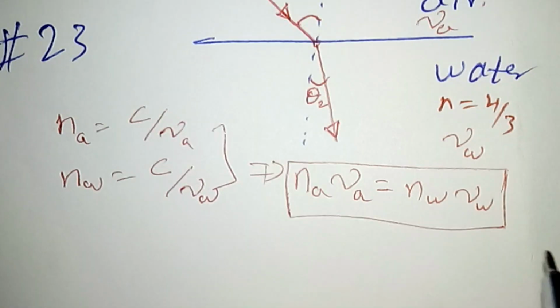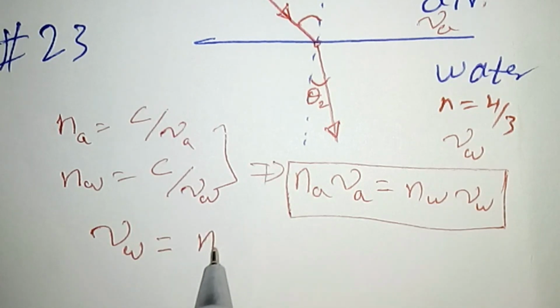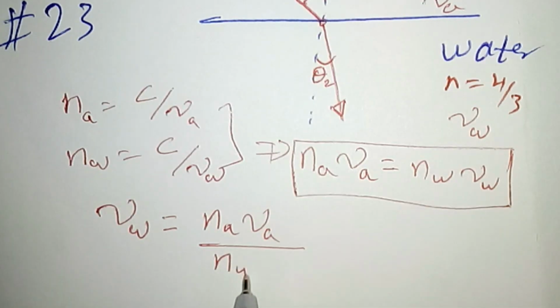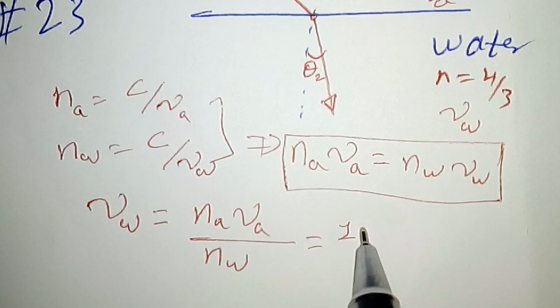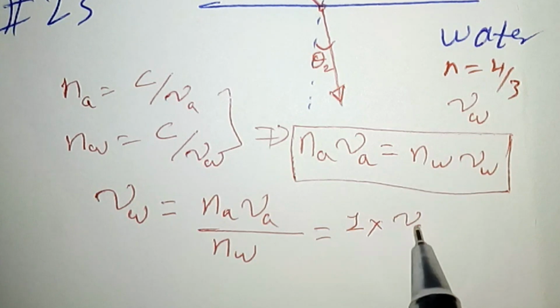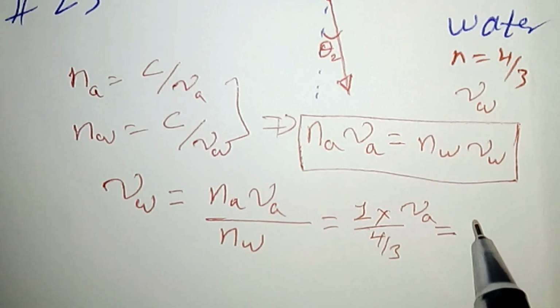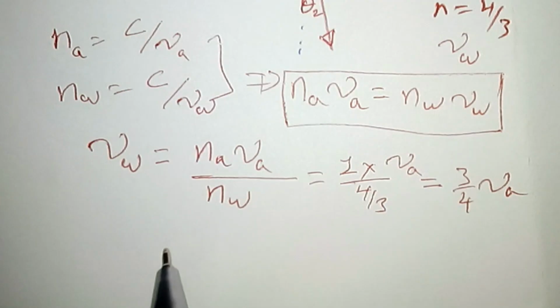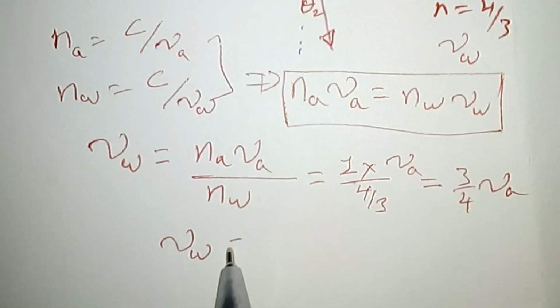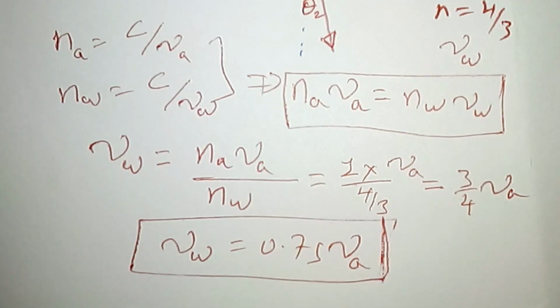So the speed of light in water is equal to the refractive index of air times the speed of light in air divided by the refractive index of water. This is equal to 1 times VA, since the refractive index of air is 1 and the speed of light in air is VA, divided by the refractive index of water, 4 over 3. Arranged, this becomes 3 over 4 VA. Or I can say that the speed of light in water is equal to 0.75 times the speed of light in air. This is one possibility we have.